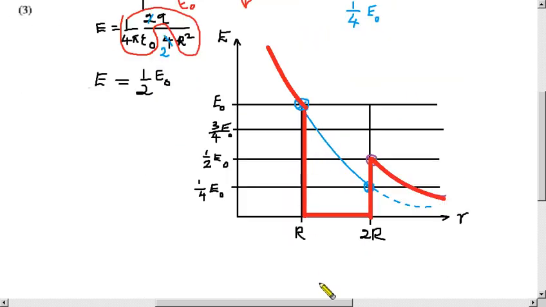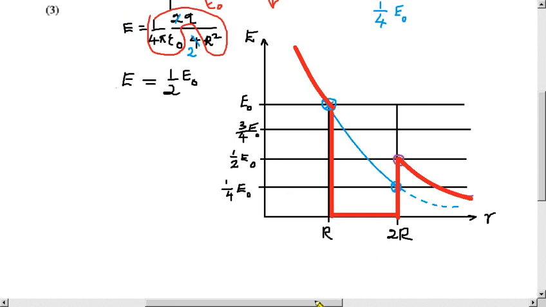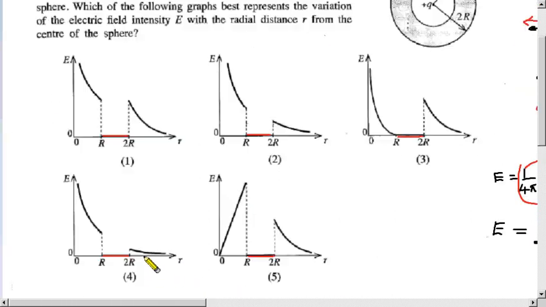So now we have to choose something equal to this one. This one is wrong because the levels are the same. The second level should be half of the first level. So let us draw a line like this. So this one is E naught. This one is half E naught.